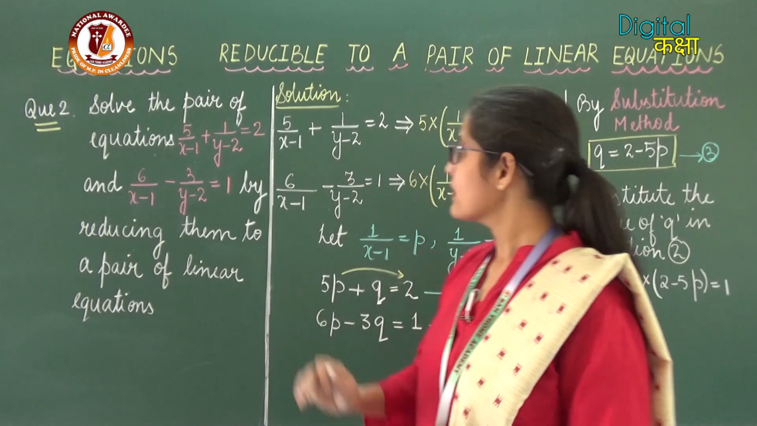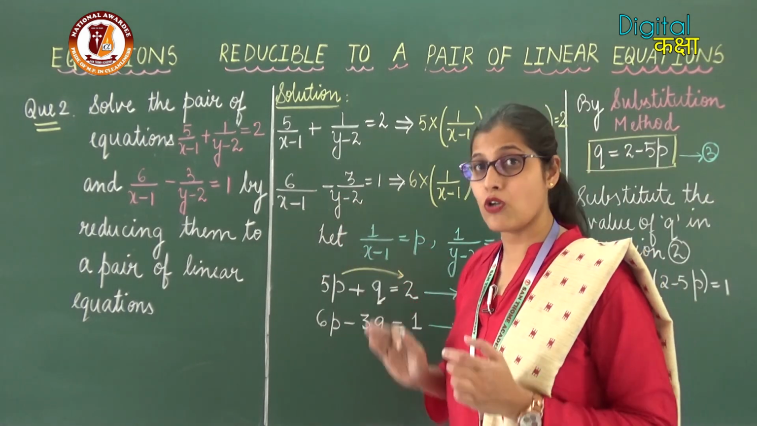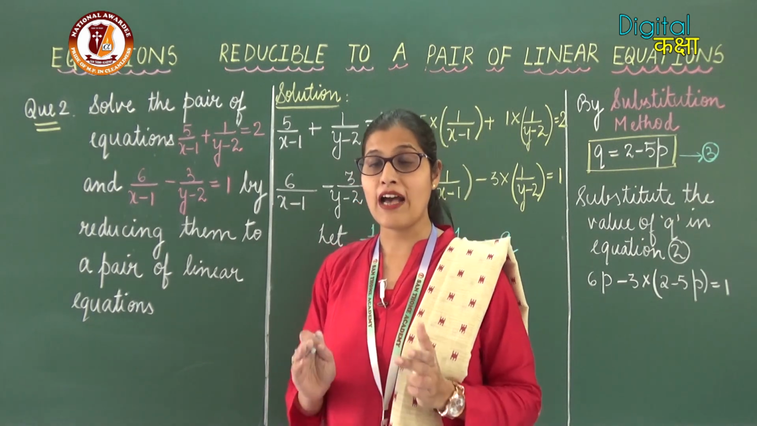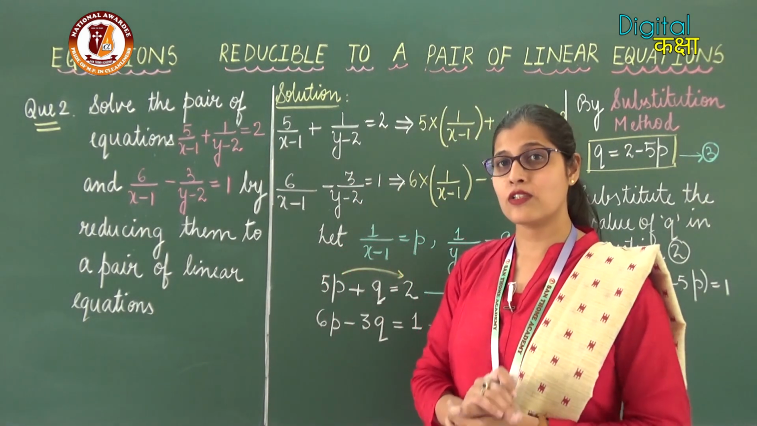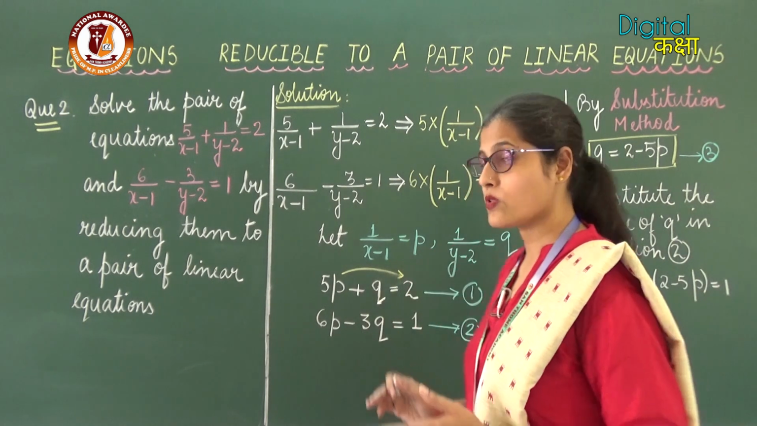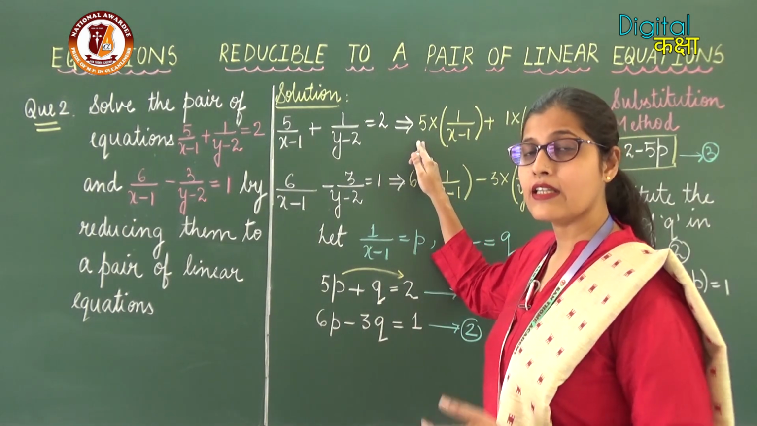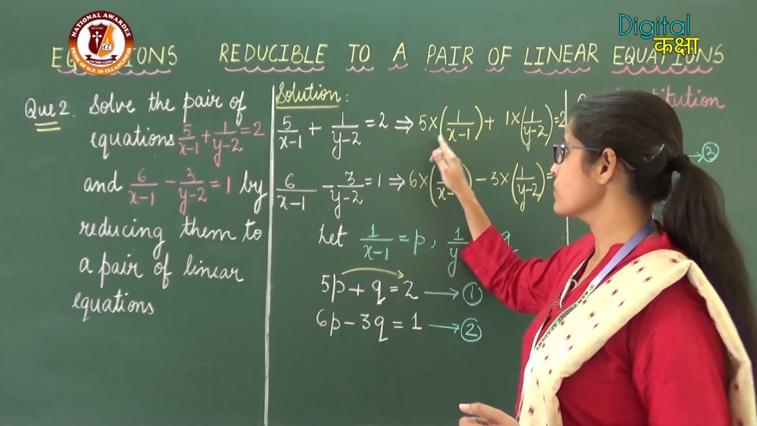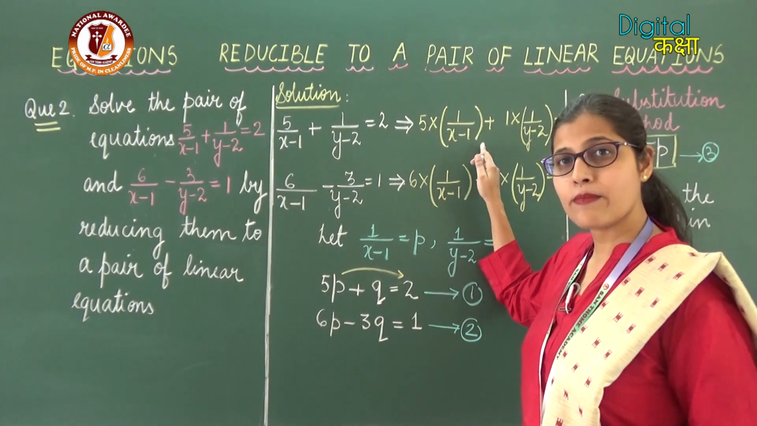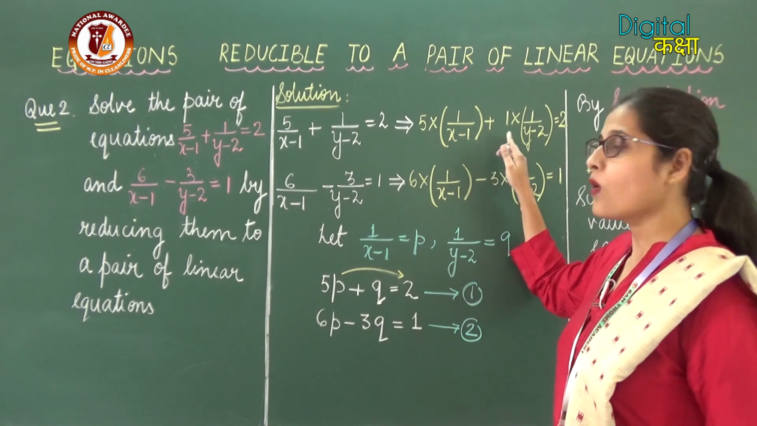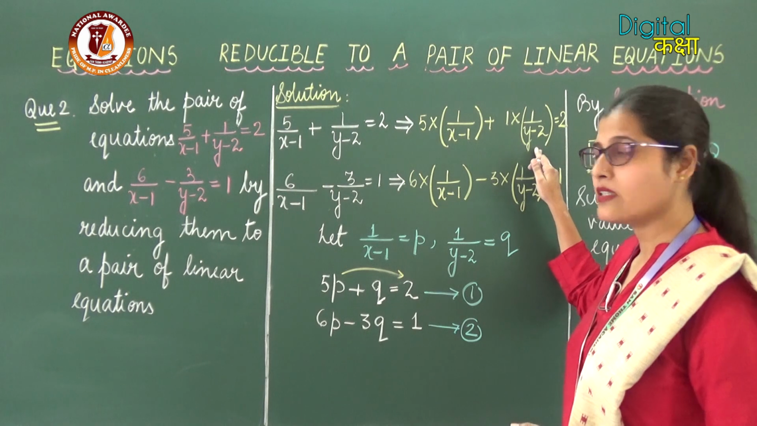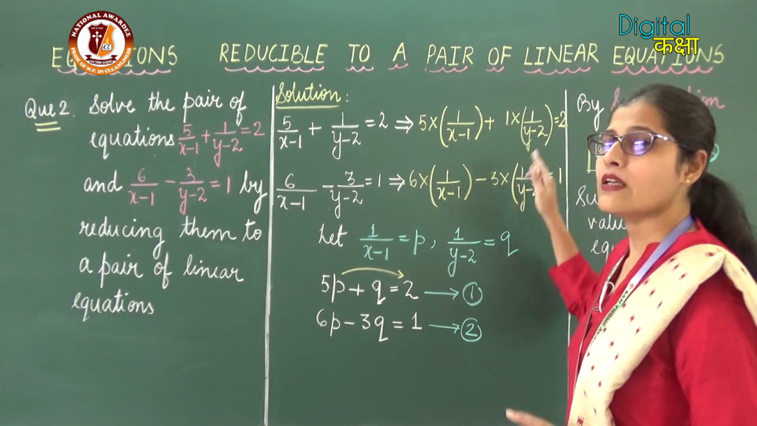As you can see, the given equations are not in the reduced form. So, you have to first rewrite those equations. So, we will be writing equation 1 as 5 into 1 upon x minus 1 plus 1 into 1 upon y minus 2 equals 2.